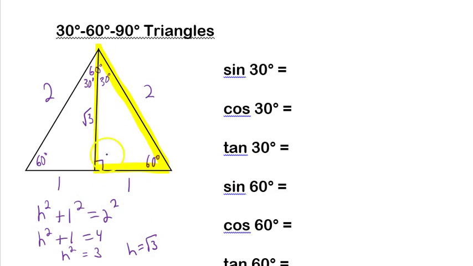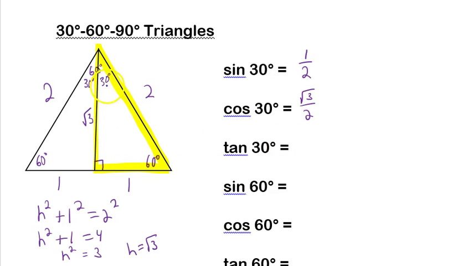So focus again on the yellow, and let's come over here and do the sine of 30. So 30 is that top angle. The opposite side would be 1. The hypotenuse would be 2. So I have 1 over 2. The cosine of 30 would be adjacent over hypotenuse. Adjacent is the square root of 3. So I have the square root of 3 over 2.